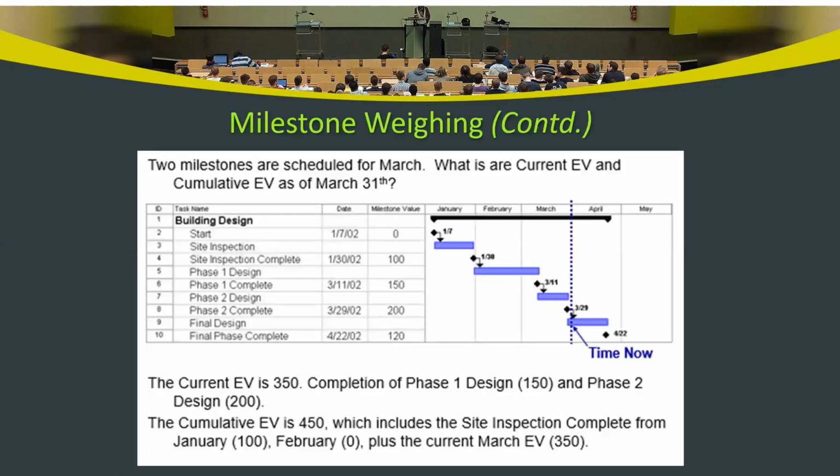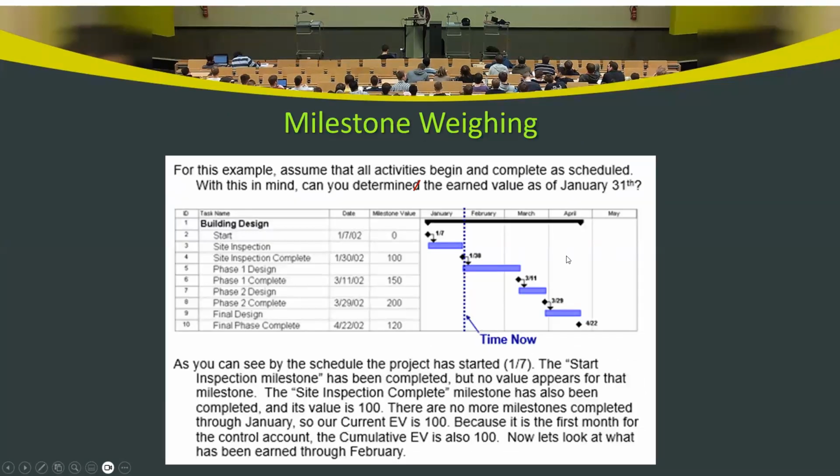Now, if we look at March 31st, what is the earned value at this time? What is the current earned value? What is the cumulative earned value? Well, in this case, for January, earned value current and cumulative are both 100 because there is nothing before that. This is the month of January, the first month. So current or periodic earned value is 100 and cumulative is 100 as well.